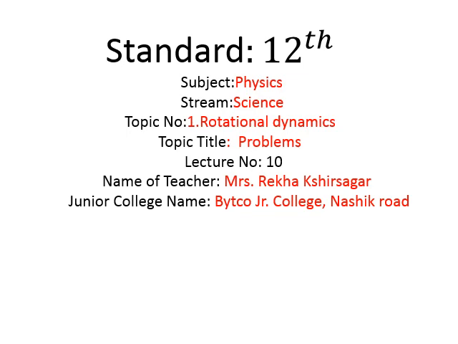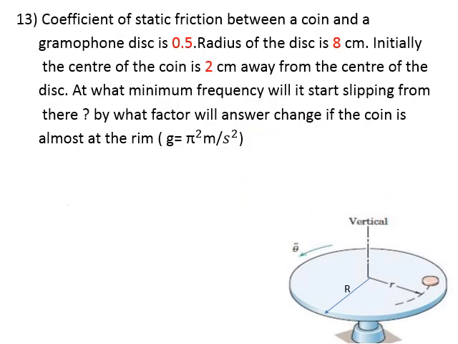Let us solve some problems from our textbook. Read this problem carefully. The coefficient of static friction between the gramophone disc and the coin is given. The radius of the disc is given. The distance between the center of the coin and the center of the disc is 2 centimeter. We have to find the minimum frequency at which the coin will start slipping, and second, by what factor the answer will change if the coin is almost at the rim.